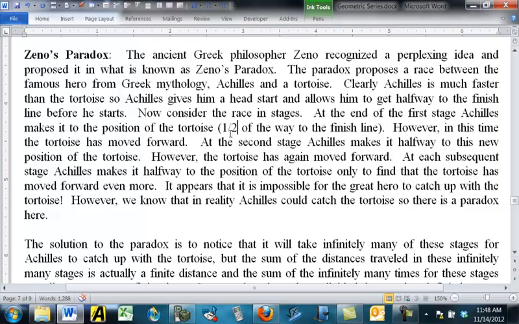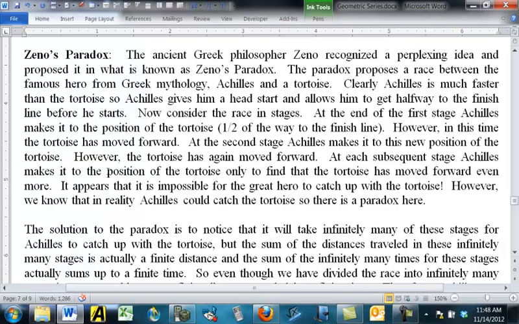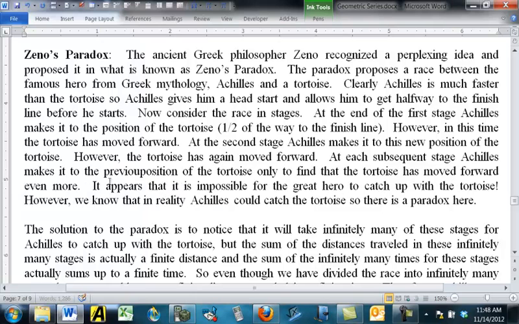Well, at the next stage, Achilles makes it to this new position of the tortoise. But again, the tortoise has moved forward. At each stage, Achilles makes it to the previous position of the tortoise, only to find that the tortoise has moved forward even more. So it looks like it's impossible for Achilles to ever catch up with the tortoise. But we know in reality Achilles could catch up with the tortoise, so this creates a paradox.